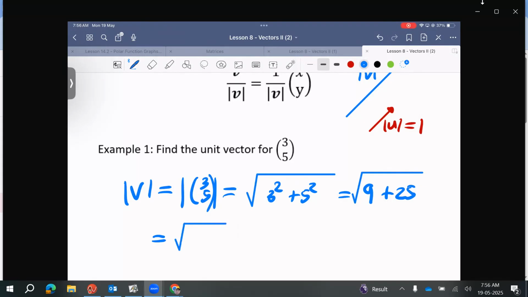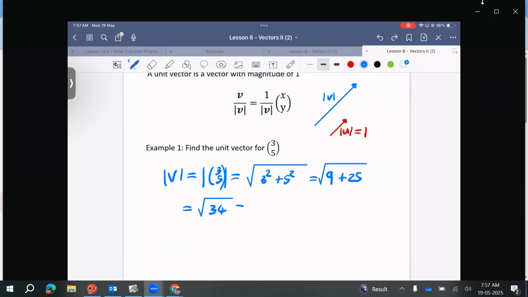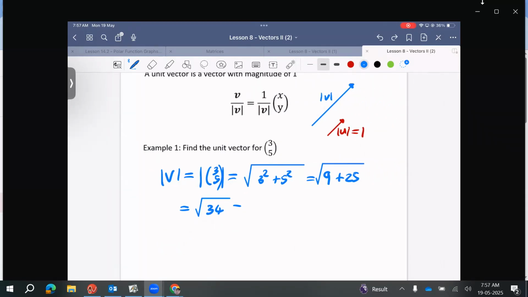This is going to be root of 9 plus 25. That's going to give us root 34. Now 34, we can't simplify that. Isn't that 2 times 17? Yeah? So we're not going to be able to simplify it further than that. So if we wish to have a unit vector of v, it would equal 1 over root 34 times the vector 3, 5.